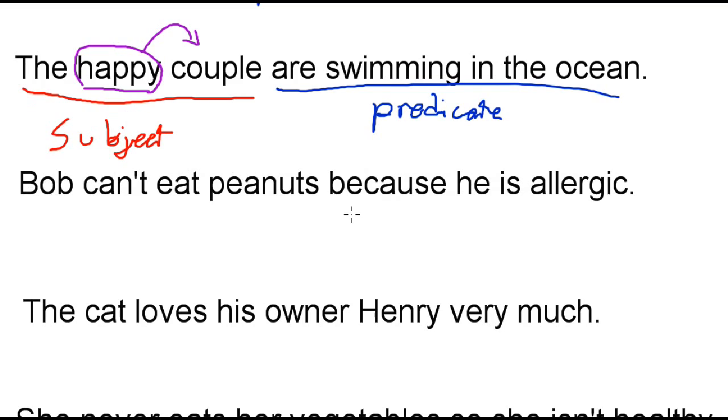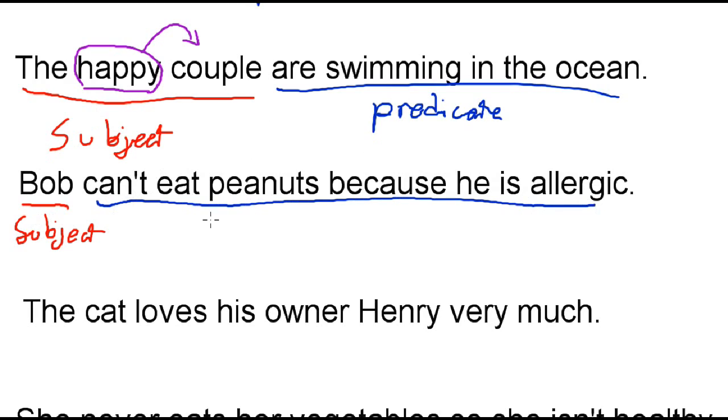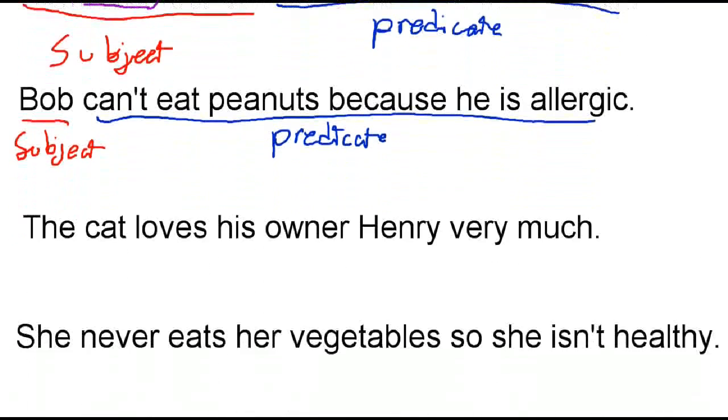Bob can't eat peanuts because he is allergic. Well, once again, the subject in this case is Bob. The subject, Bob, can't eat peanuts because he is allergic. Well, this is a situation that's talking about Bob. So this is the predicate. All right. So let's see. We have two more here.